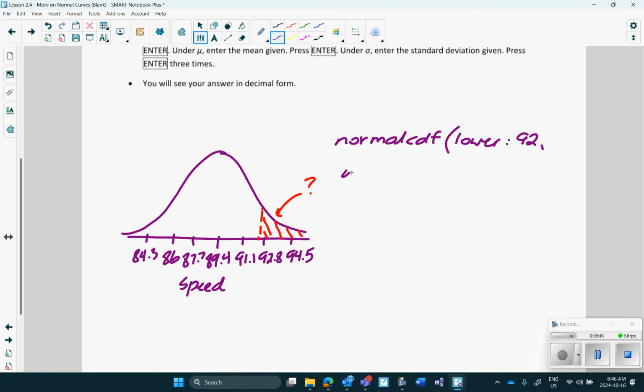We don't know the upper, but we want to pick a number that will account for everything. So we want to pick a ridiculously high number, and make it an easy number to work with. So let's do 1,000. I mean, if we did 98 as the upper, maybe we missed a couple of pitches. So to be safe, we want to pick a ridiculous number.